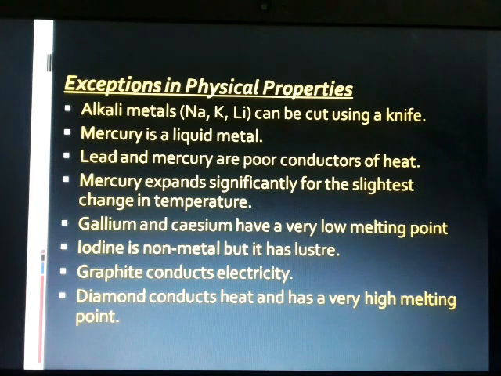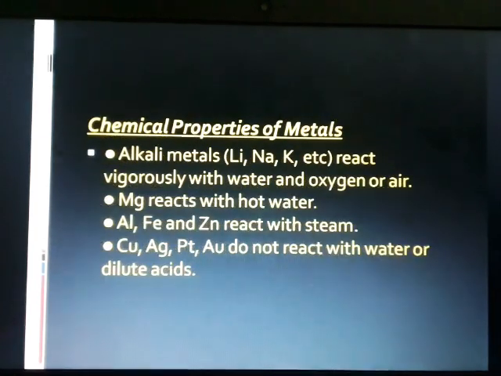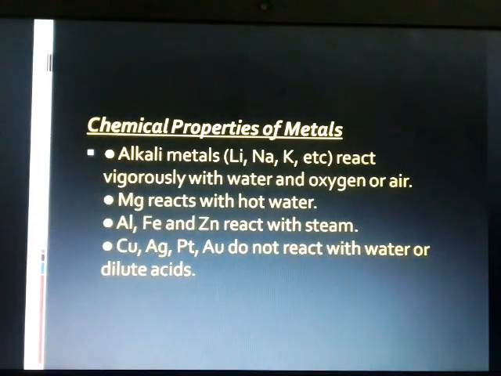Graphite conducts electricity, and diamond conducts heat and has a very high melting point. So only it is difficult to cut. So it is having a very high melting point. So these are the exceptions. Next we will see chemical properties of metals.